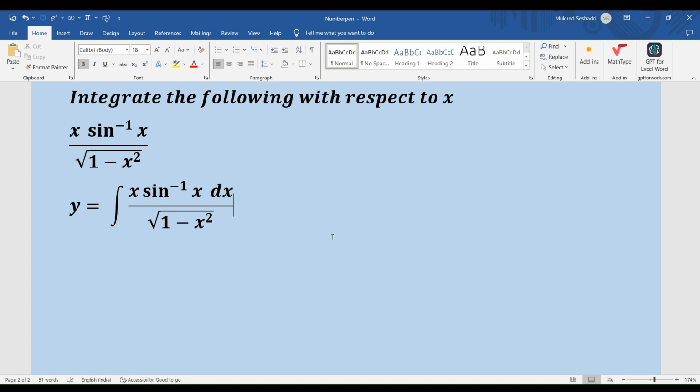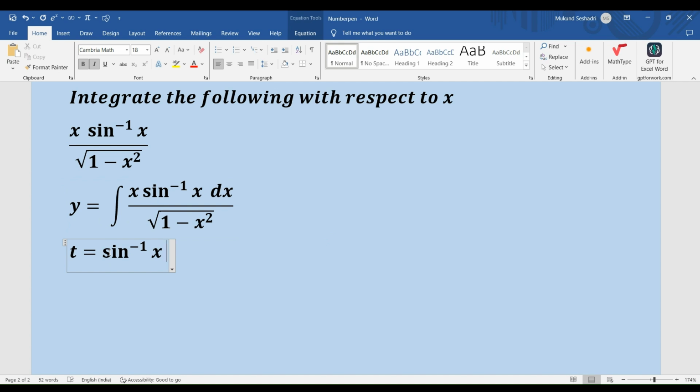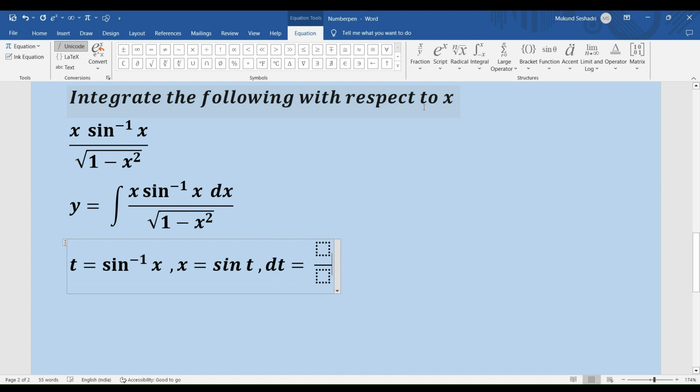The answer is yes, because I know that I can connect my sine inverse of x with dx by square root of 1 minus x square, right? And how do we do that? By making a simple substitution, right? What is that substitution? t equals sine inverse of x, right? And when I do t equals sine inverse of x, I know that my x becomes equal to sine of t, and then my dt equals dx by square root of 1 minus x square, right?